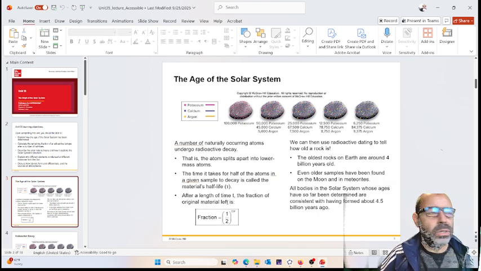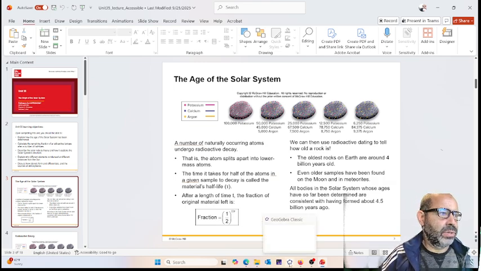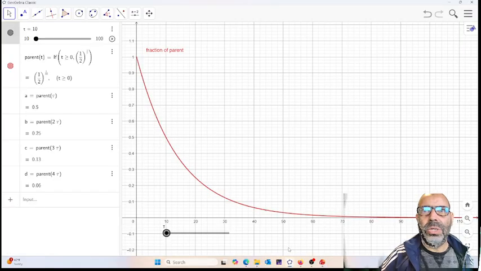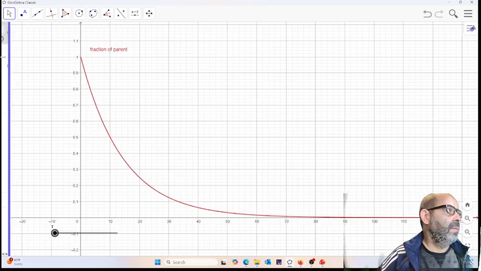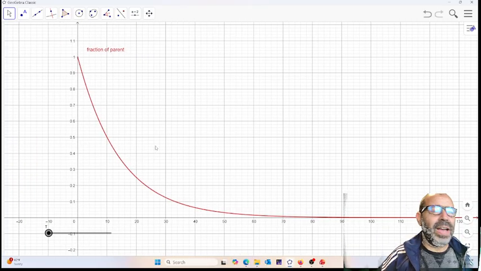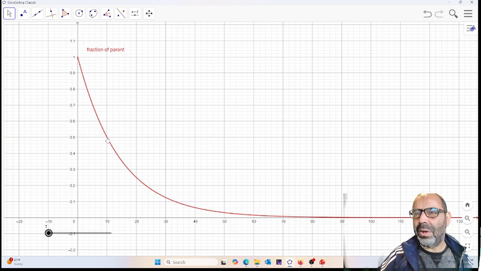T is the time. So I generated this GeoGebra simulation that gives me different values for tau, the time, in this case. This is 10 years, for example, and the fraction initially is at full 1 at t equal to 0, and as time evolves, once we reach 10 years, the fraction drops by half, because the half-life in this case is 10 years, okay?